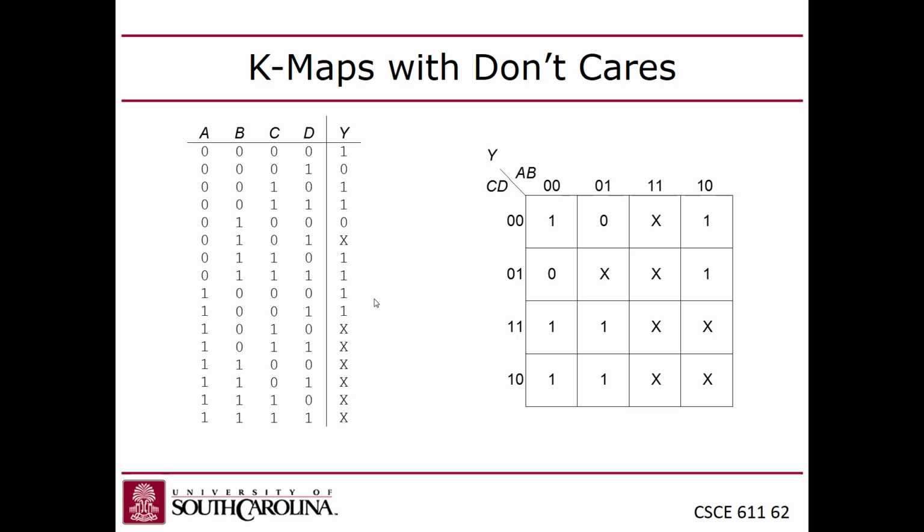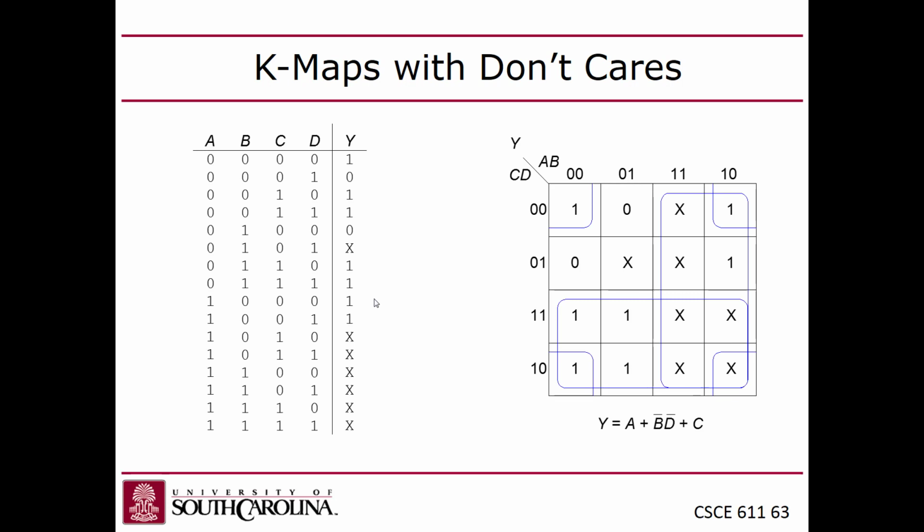That make sense? But you don't have to. You just have to make sure that when you create groupings in your Karnaugh map, you have to cover all the ones. But you have an option. You don't have to cover all the don't cares. So if a don't care allows you to form a bigger group, then take advantage of it.